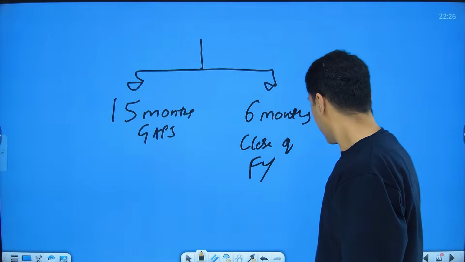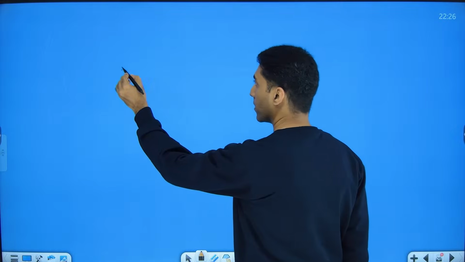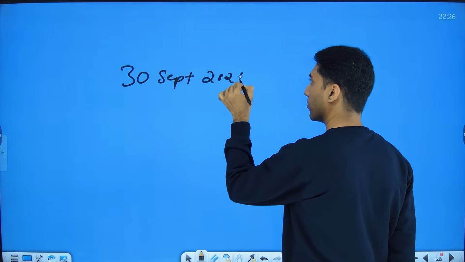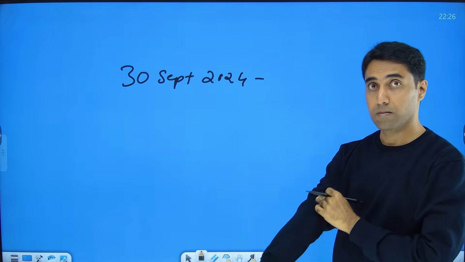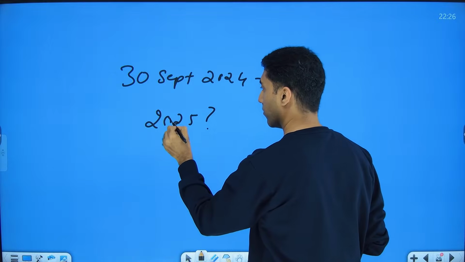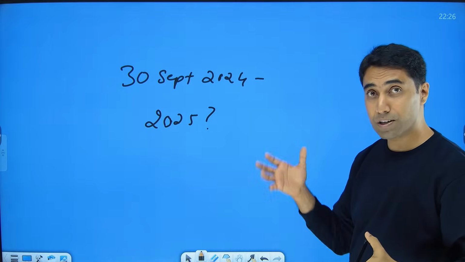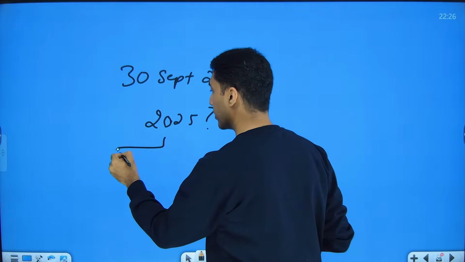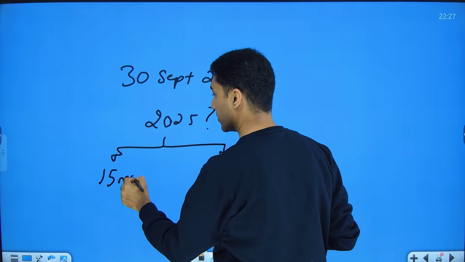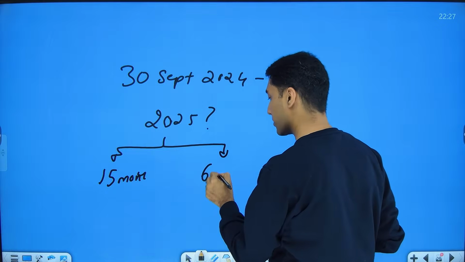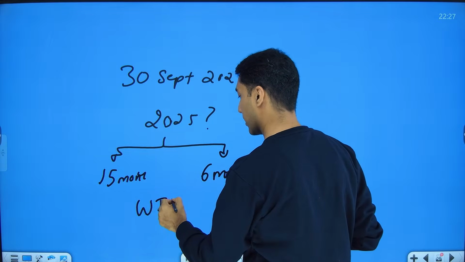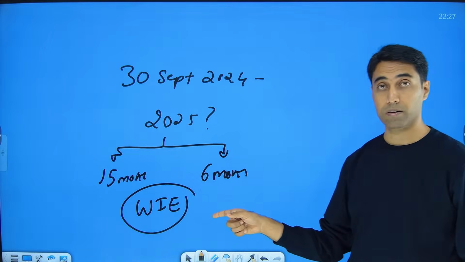Now for example, let me say that on 30th September 2024 I had an AGM. So now in 2025, when should I hold the AGM? You need to apply two conditions. First is within 15 months of the previous AGM. Next is within 6 months of close of financial year. Whichever is earlier, very important.